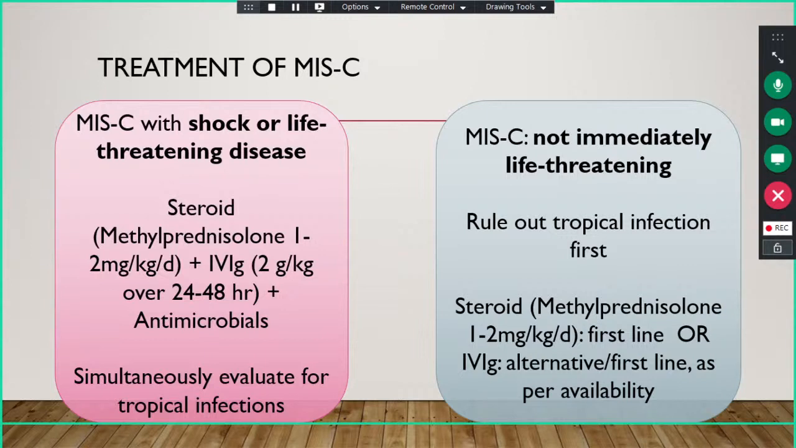In that case, we investigate simultaneously for various bacterial infections. In this season, dengue infection, malarial infection, and typhus infection. On the other side, if there is no immediate life-threatening problem, like a patient is stable, not very hypoxic, we rule out first tropical infections like malaria, typhoid fever, scrub typhus, and then if none of these are present, then we start with steroids, and if required, we can give IV IgG.